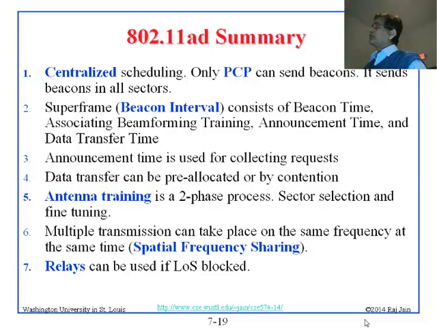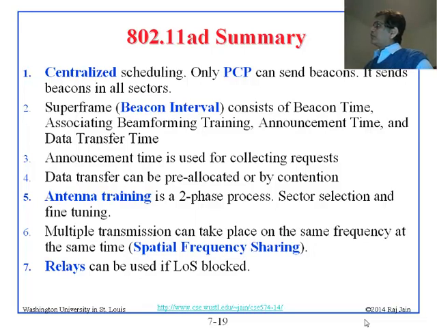Second thing, there is a super frame which we call beacon interval in this case. It consists of beacon time, association time, announcement time, and the data transfer time. So there are two other functions other than beacon. There is a training and there is announcement. Announcement time is used for collecting requests, and data transfer can be pre-allocated or by contention. So that is why the data transfer time is in two parts.